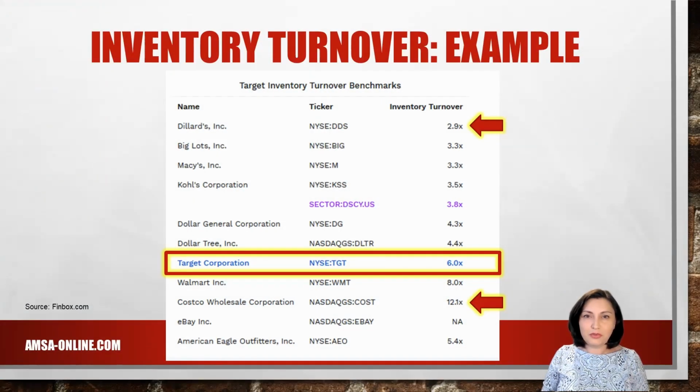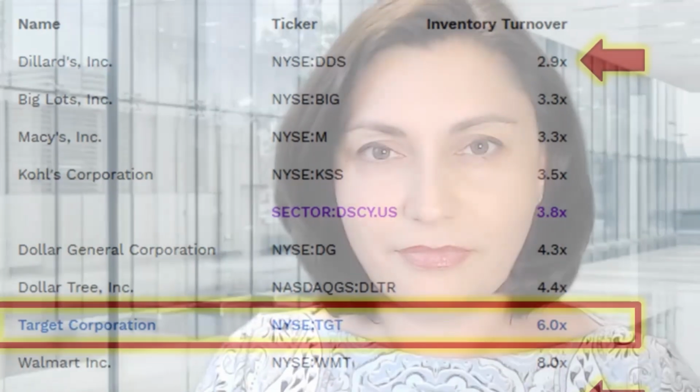We can see that the most efficient company on the list is Costco with approximately 12.1 inventory turnover ratio, and the least efficient is Dillard's with approximately 2.9 inventory turnover ratio. Target Corporation is somewhat in the middle. A low turnover ratio can be a leading indicator of poor sales or excess inventory, while a high ratio may indicate strong sales.